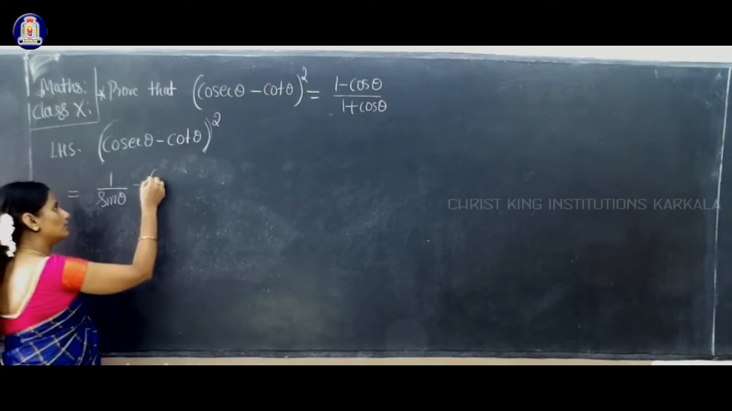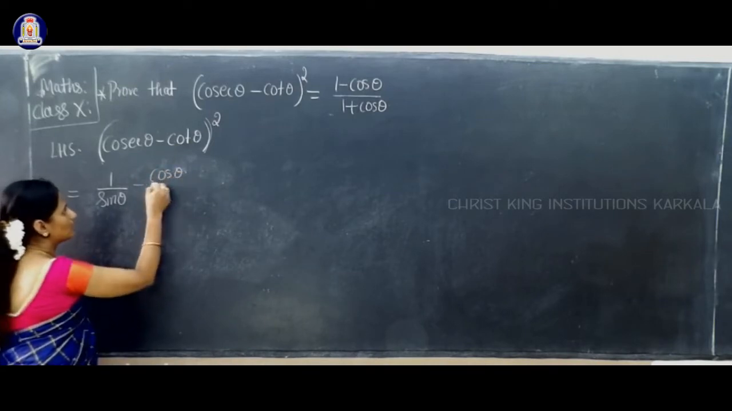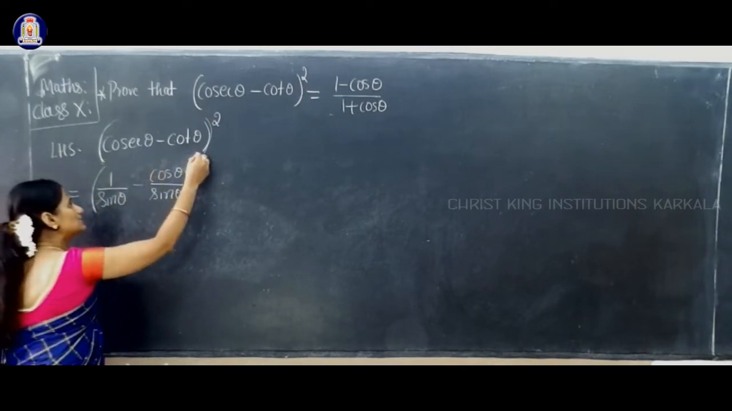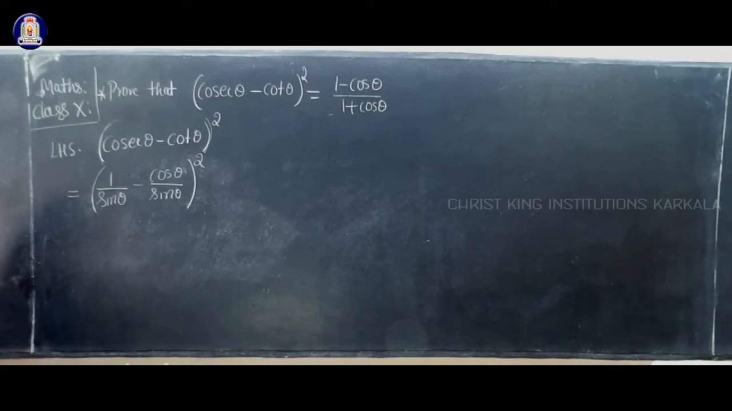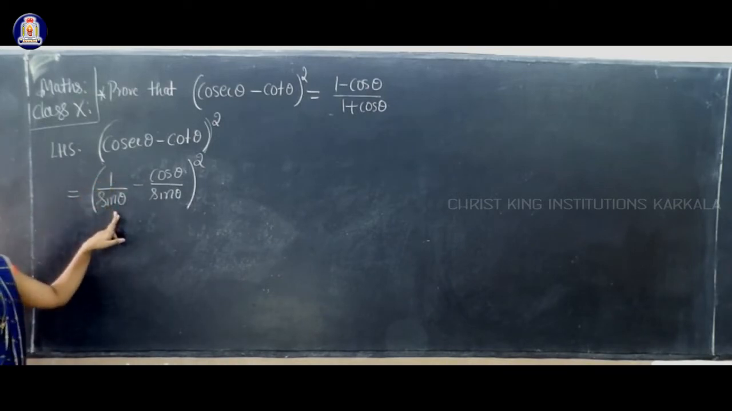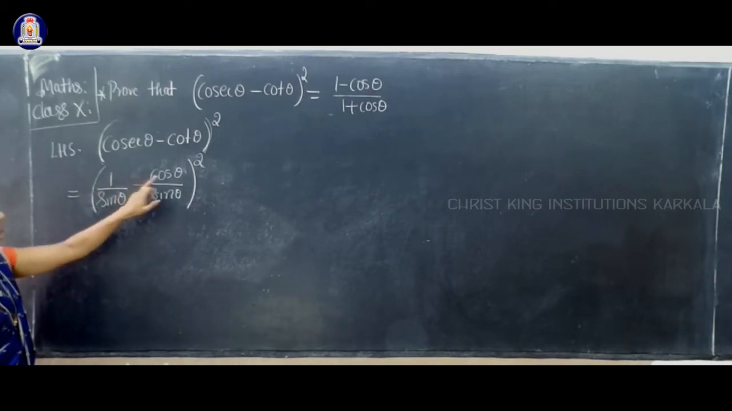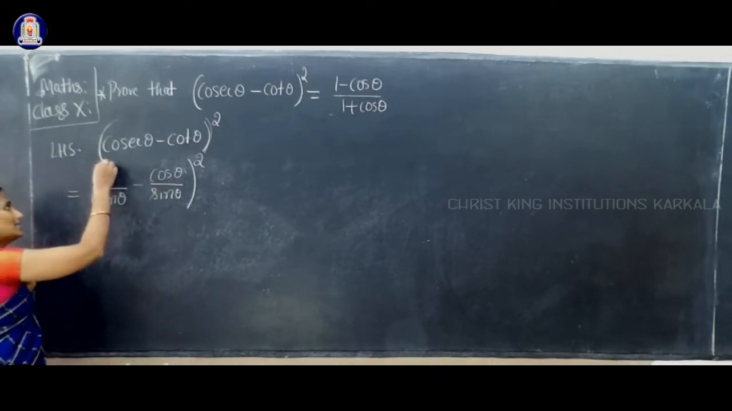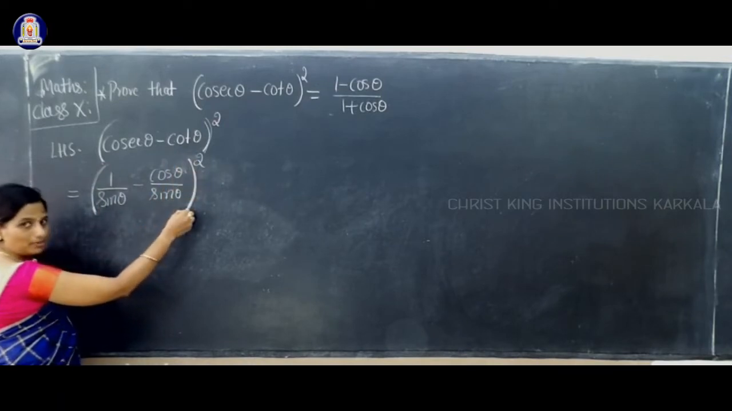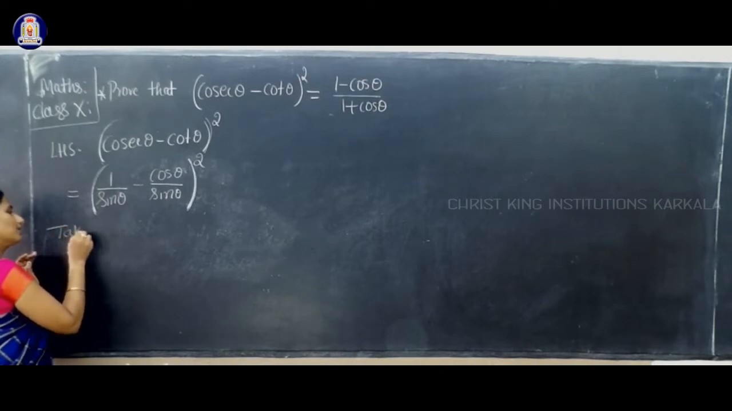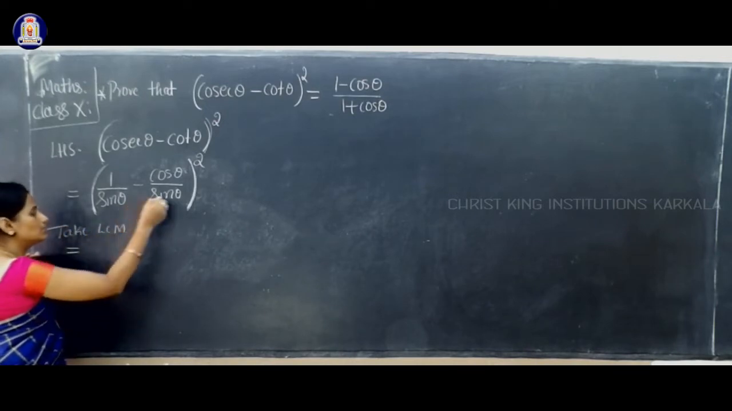What is your formula of cot theta? Cos theta divided by sin theta. So it is cos theta divided by sin theta whole square. Now how to simplify here? Numerator divided by denominator minus numerator divided by denominator, and it is within bracket whole square. So now how to simplify this? Take LCM of this denominator.